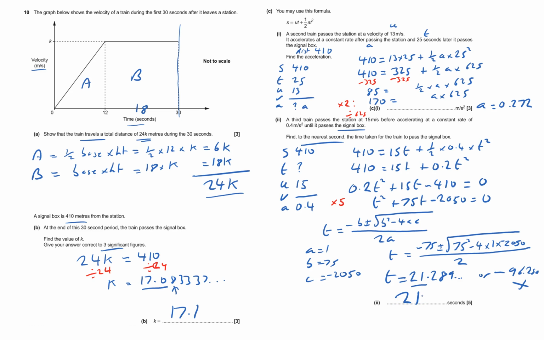And again, that's quite a tricky question. A quadratic one, as soon as we get a quadratic, we always want to make sure we end up getting it being equal to 0 like that. And that's question 10 done.